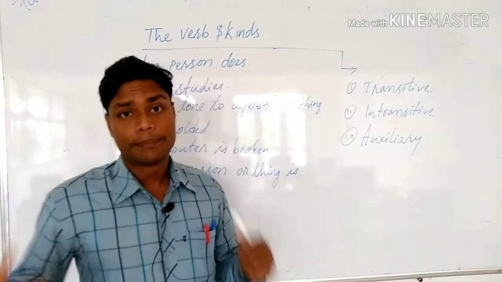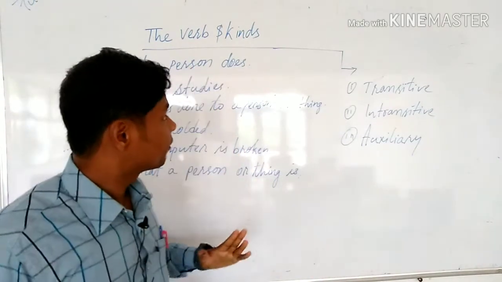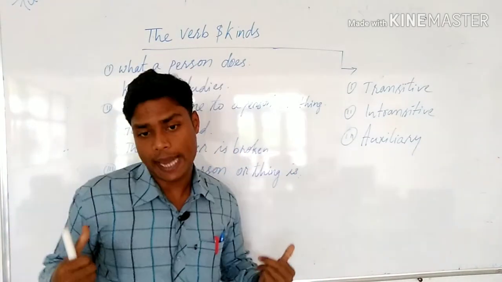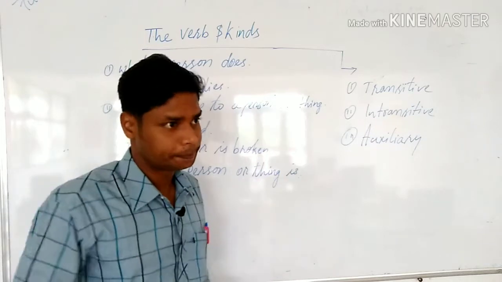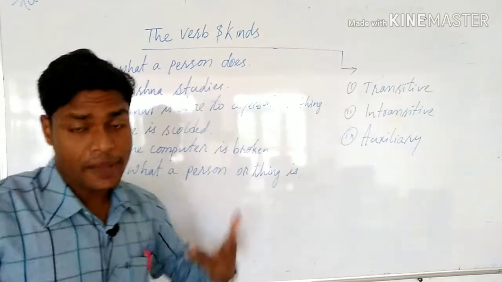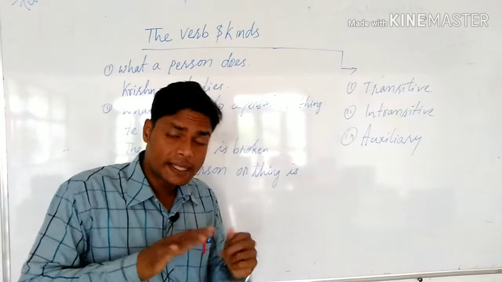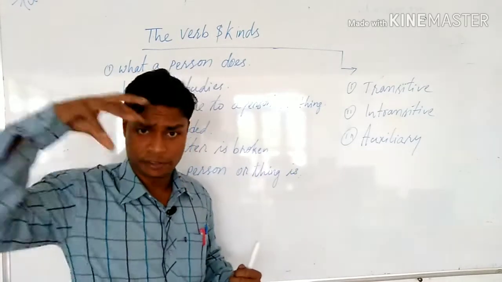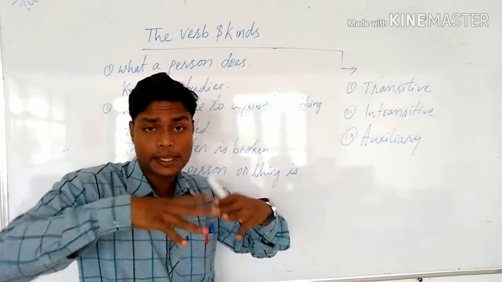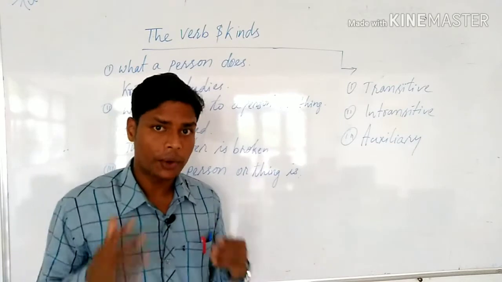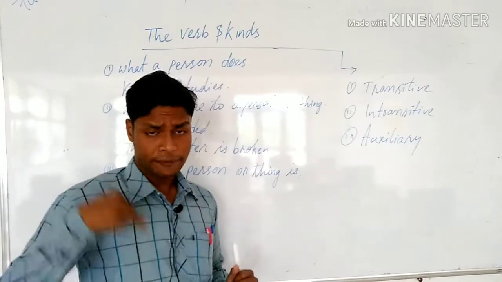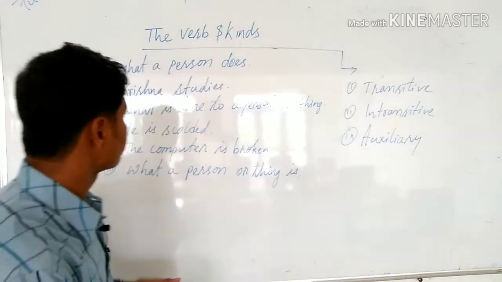So today we will learn what a verb is and what are its kinds. Come on, let us start. So before we have seen, a verb is an action word. A word that is involving some action, some activity is called a verb. So a verb states three things.